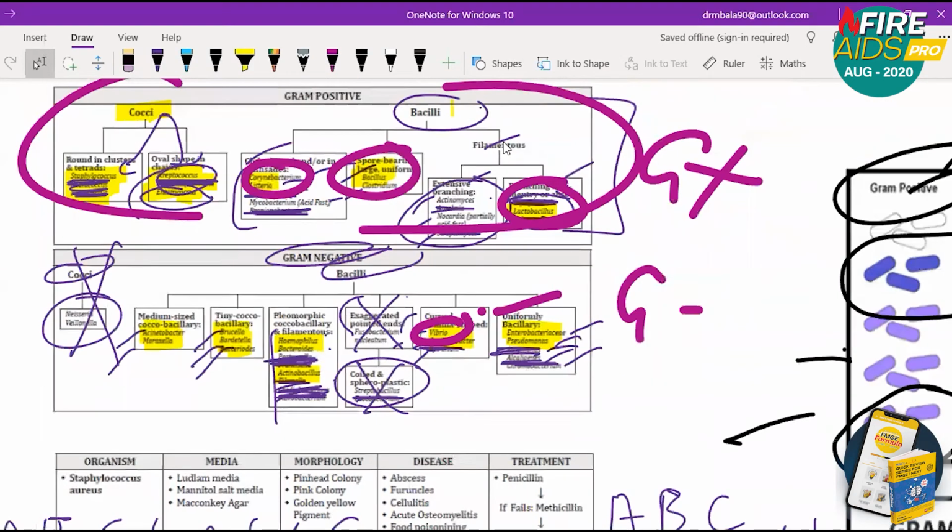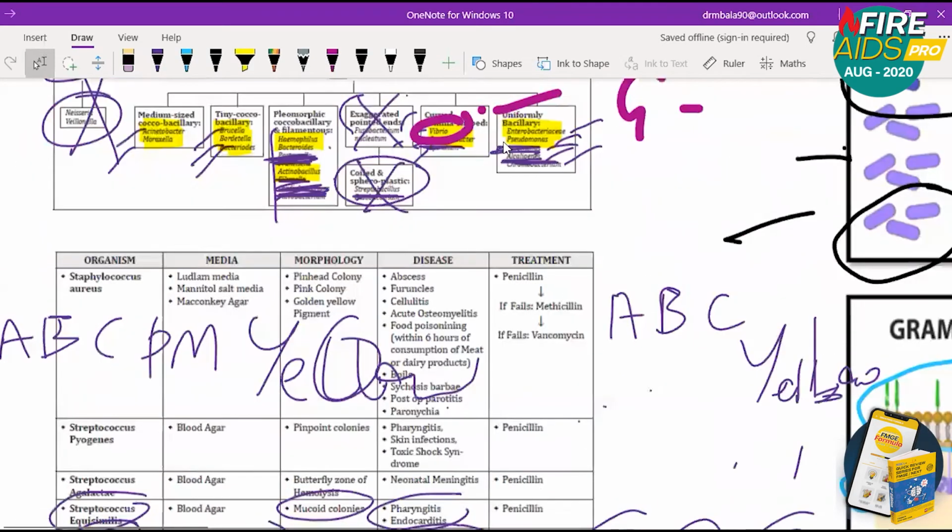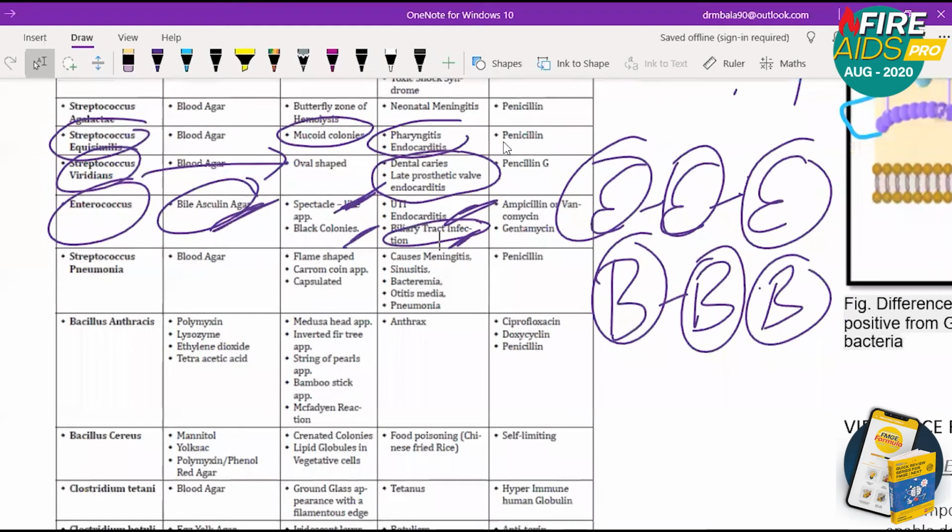Streptococcus pneumoniae. See, right now I'm making short mnemonics for you. So right now in the class itself, you must memorize the complete microbiology, no matter what. So Streptococcus pneumoniae: blood agar is used, flame-shaped, carom coin appearance, capsulated appearance. It causes meningitis, sinusitis, bacteremia, otitis media, and pneumonia.